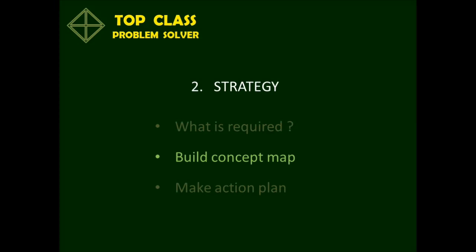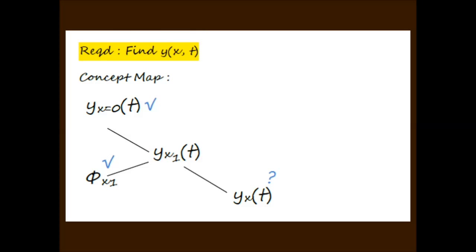The second step of the strategy is to construct the concept map. The concept map relates the parameters that are given in the problem and the required parameter. There are many ways to solve for the wave function y as a function of x and t. We are going to use a way that exploits our extensive experience with simple harmonic motion.